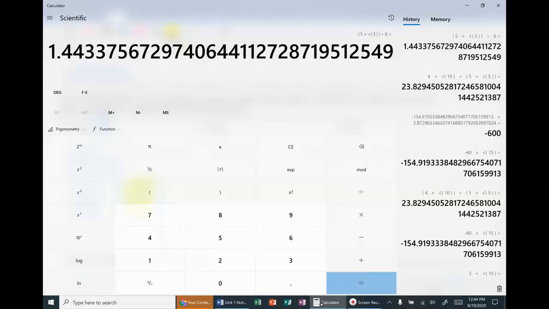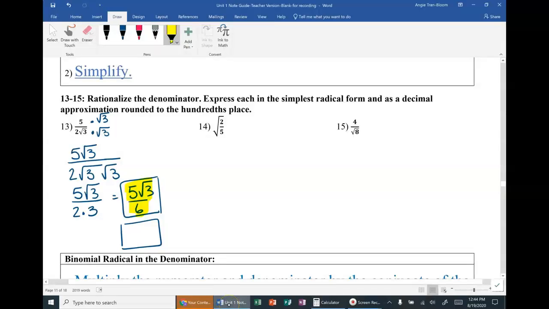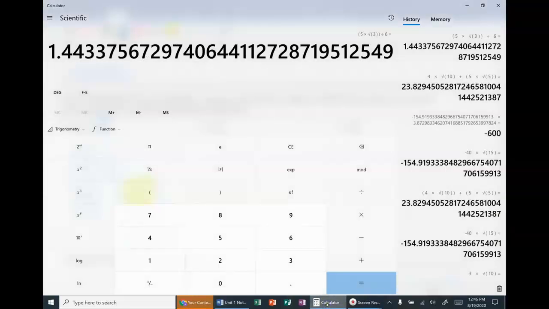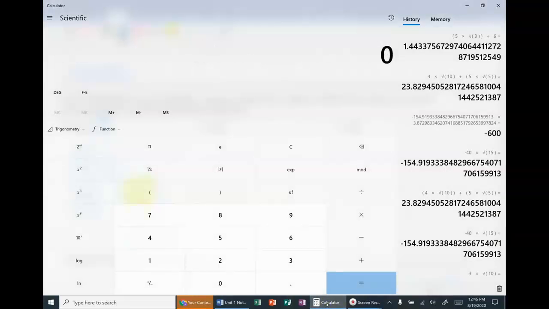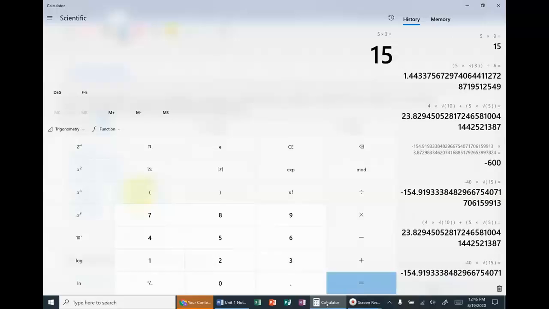I have 1.44. So make sure you're very careful of how you're entering this in. Now, if you're not sure when or where to put your parentheses, then just do it one at a time, okay? Do 5 times radical 3. Hit enter. Oops, I forgot the radical sign. 5 times.